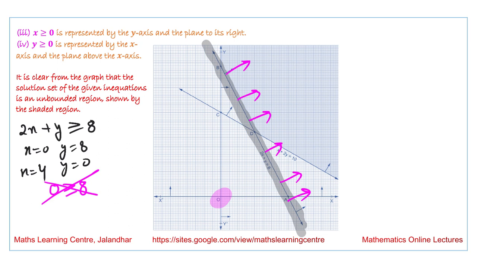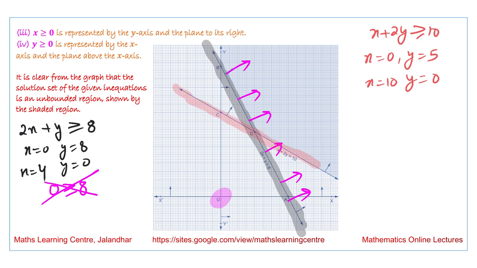Next we have x plus 2y is greater than or equal to 10. If we substitute x equal to 0, we obtain y equal to 5, and when we substitute y equal to 0, we obtain x equal to 10. If we plot this line, this is the line we have, and to find the region we have to calculate. Again we substitute the point 0, 0, and we get 0 is greater than or equal to 10. Again it is not true. So we are talking about the region above this line.